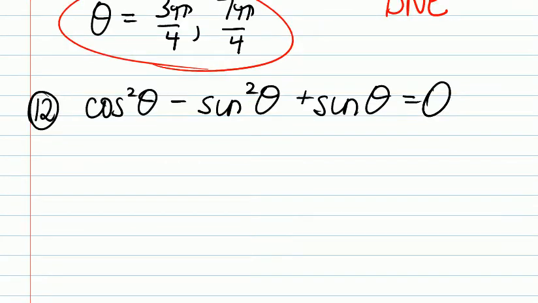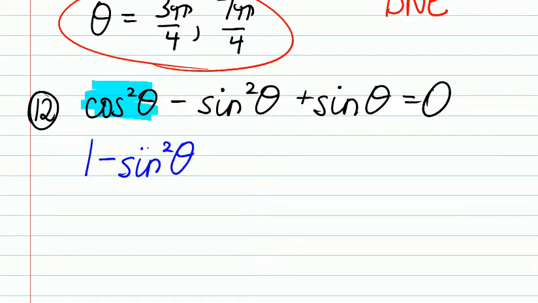And now we get to go back and use our identities. We need to recognize that we have a normal sine without a square and a sine with a square. So the cosine squared is the odd man out. But we know what cosine squared is. It is one of our Pythagorean identities. Cosine squared is 1 minus sine squared. So we'll do that substitution and continue on with the rest of the problem. Minus sine squared theta plus sine theta.